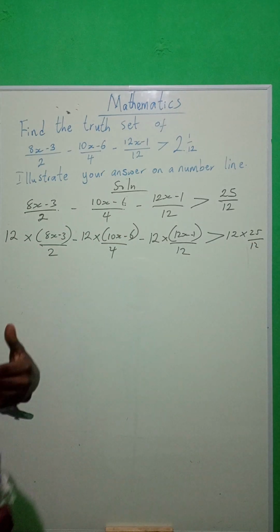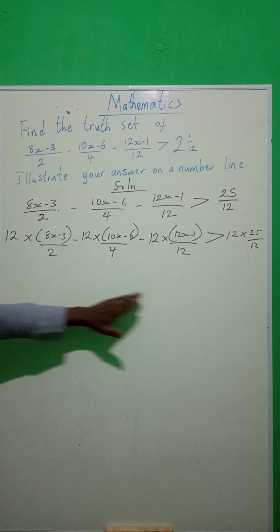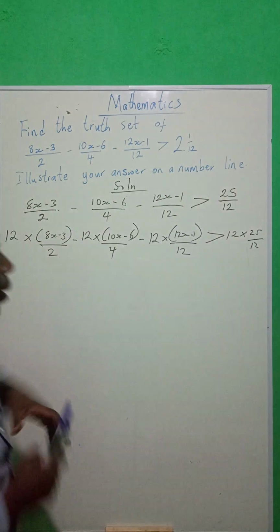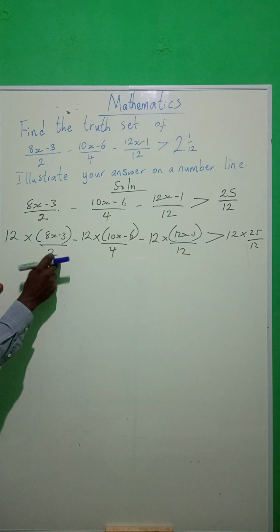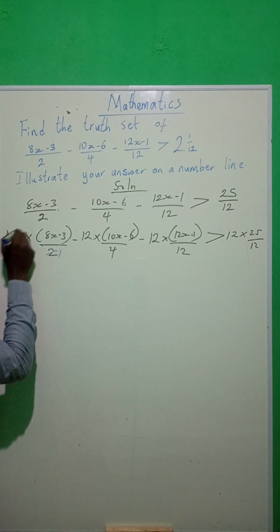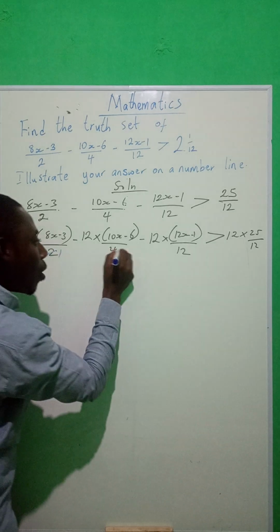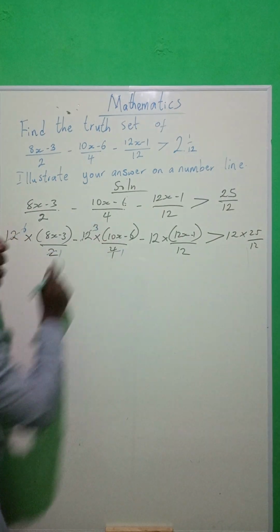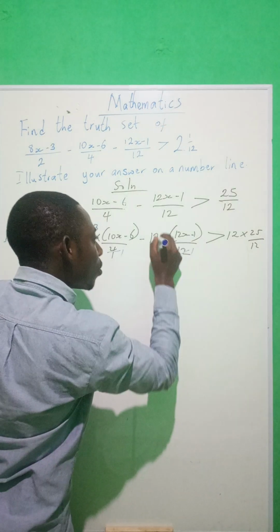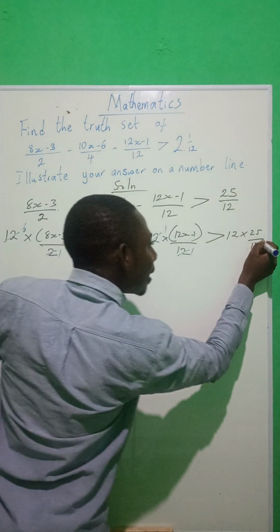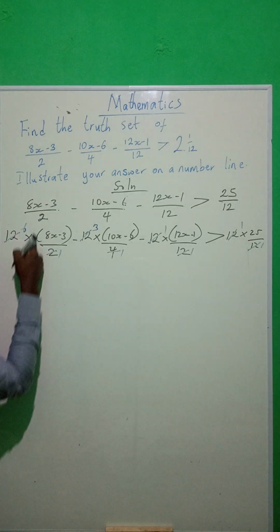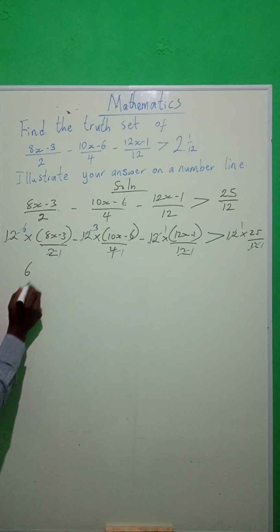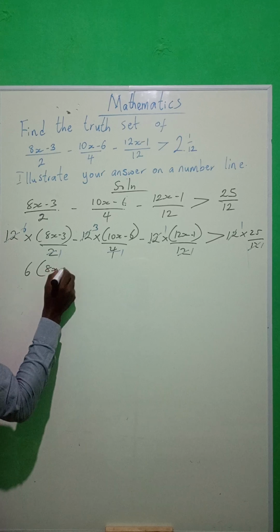Now, your next step, you can decide to reduce them. Ask yourself, how many times will 2 go into 12? 2 goes into itself 1 and 12 gives 6. 4 goes into itself 1 and 12 gives 3. 12 goes into 12 once, and the other 12 also goes once. So at the long run we are having 6 here, 6 times 1 is still 6, multiplying 8x minus 3.